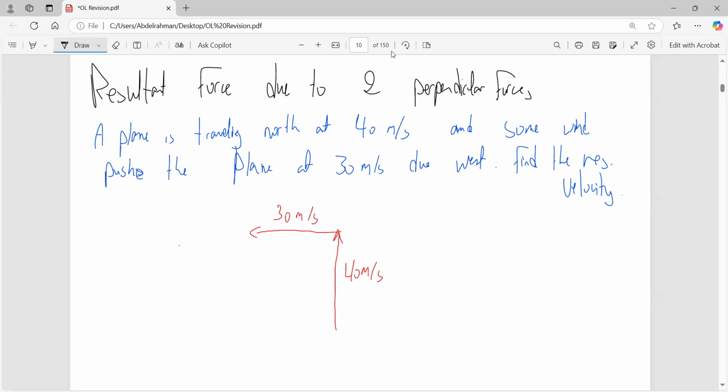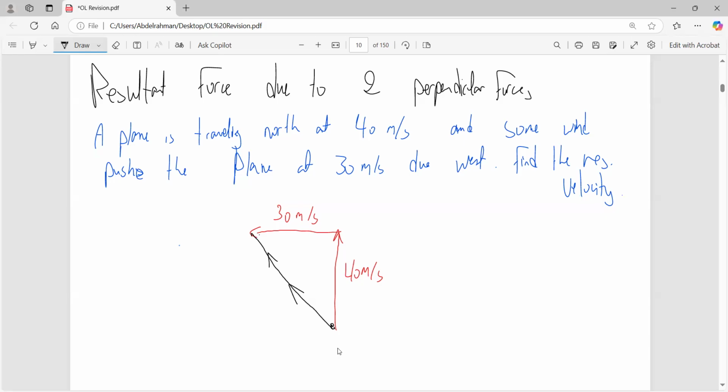We started here and we ended at this point. So it starts here and ends here. This is the resultant velocity or resultant force. This could be in forces also. There's some sort of force acting, 40 newtons, and another force of 30 newtons. You would find it in terms of forces. Here it's 30 meters per second and 40 meters per second.